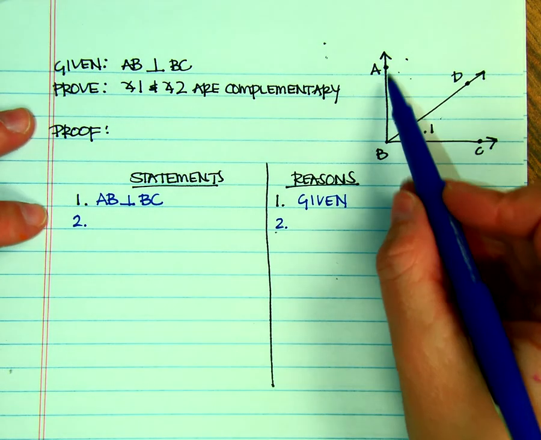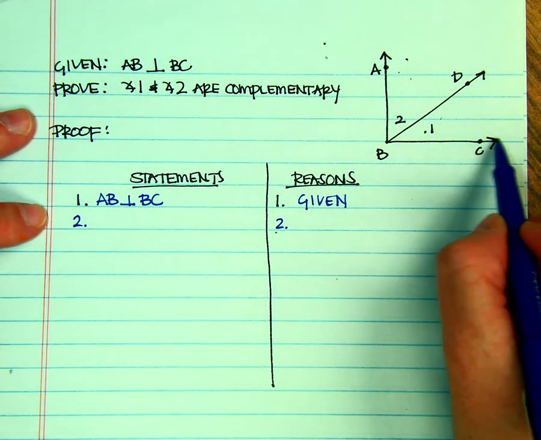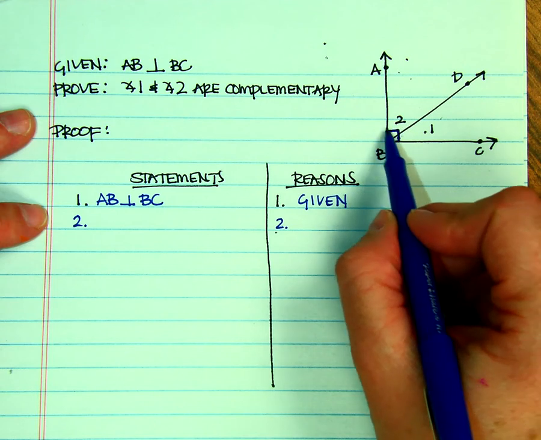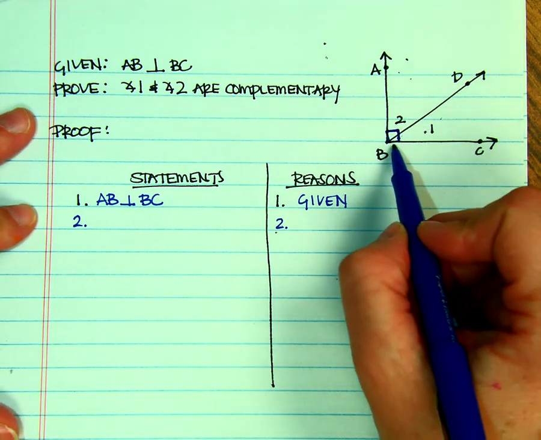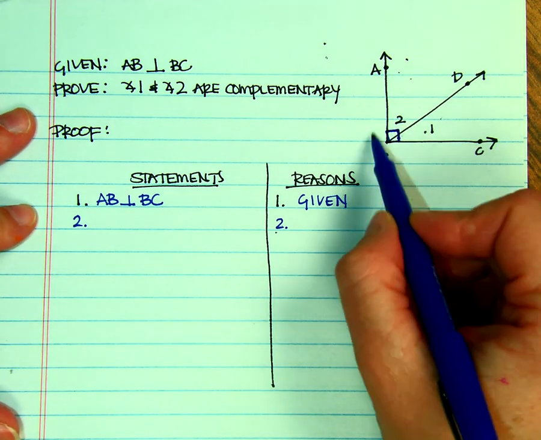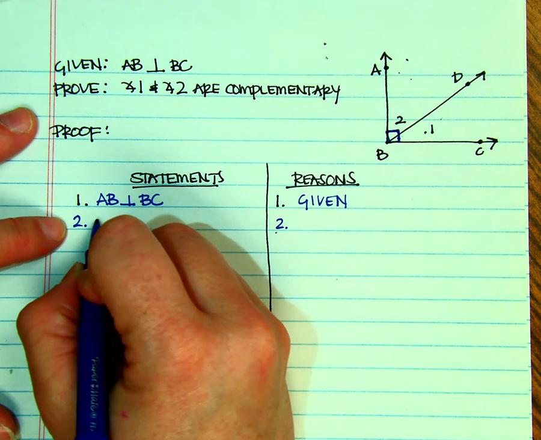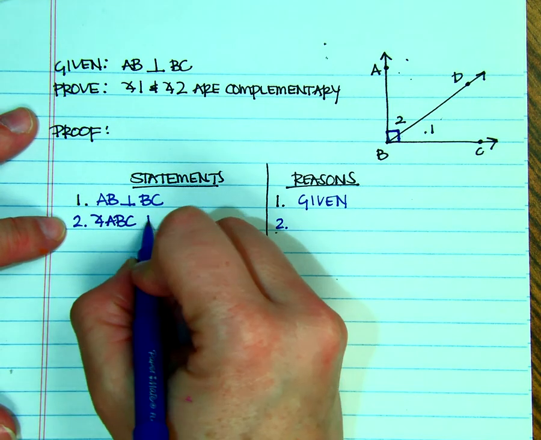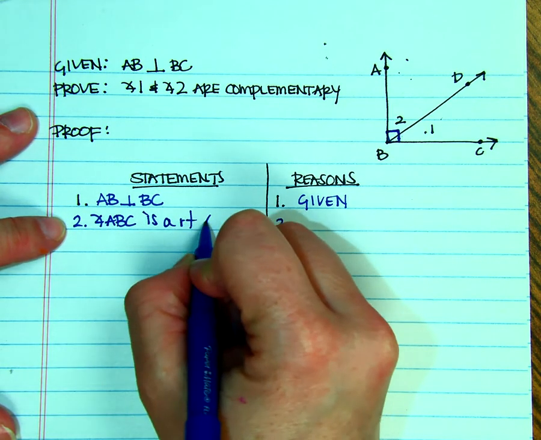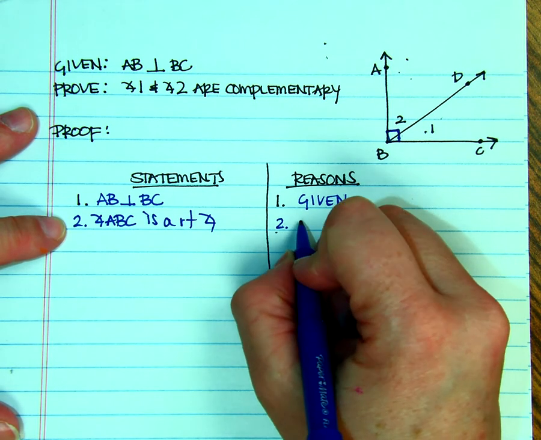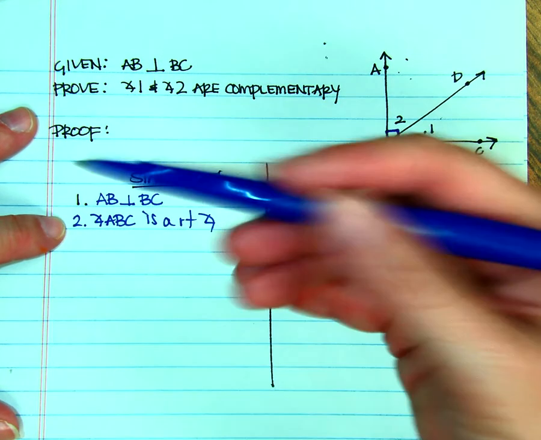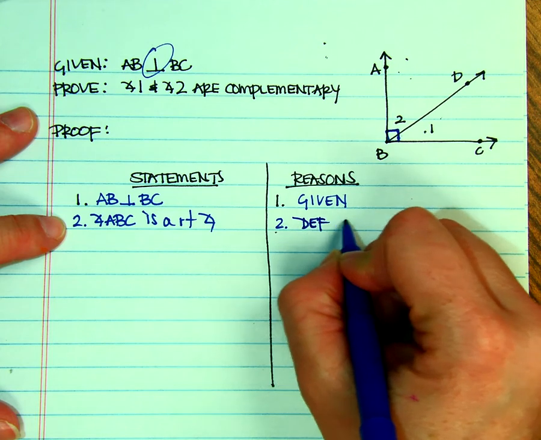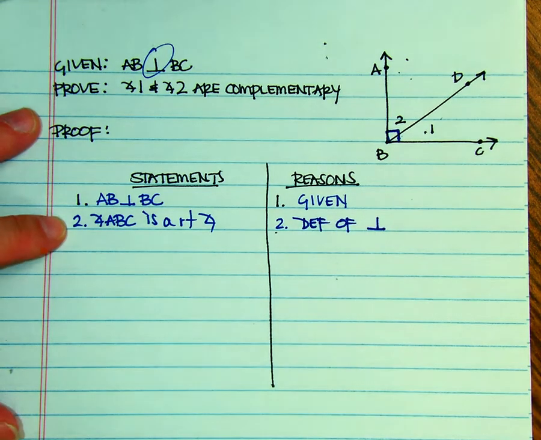Well, if I know that AB is perpendicular to BC, then I know that this is a right angle. You cannot say angle B because there's more than one angle B here. So you actually have to say angle ABC is a right angle. And that is because, even though it's not a word, this symbol is what tells us. So it's the definition of perpendicular.